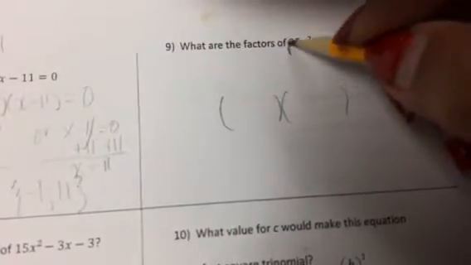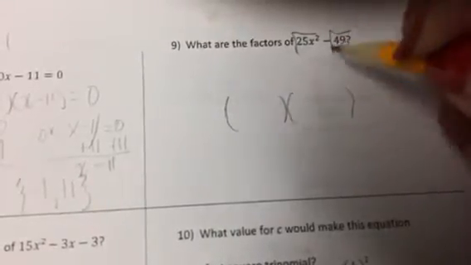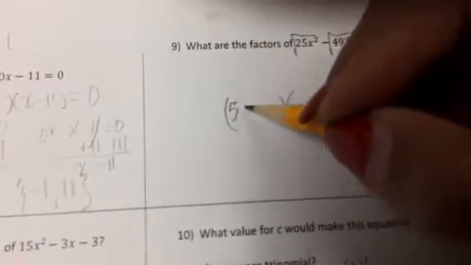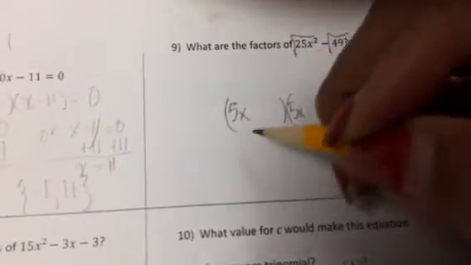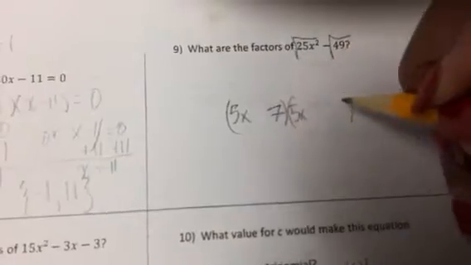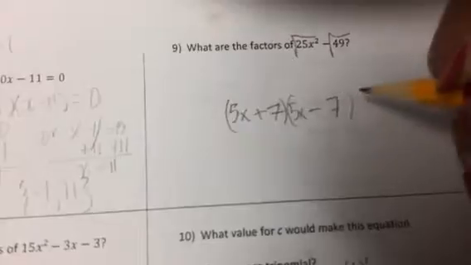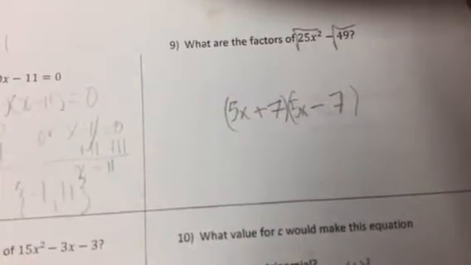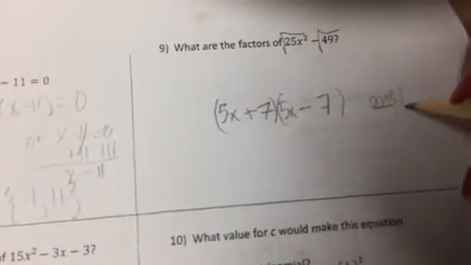So I can take the square root of 25x squared and the square root of 49. The square root of 25x squared, I'm going to have a 5x and a 5x. Remember, 5 times 5 is 25. x times x is x squared. The square root of 49 is 7 and 7. And it's plus and minus. Done. Finished. Fini. I don't have to solve. I don't have to do anything else. That's the answer. Okay? Awesome.